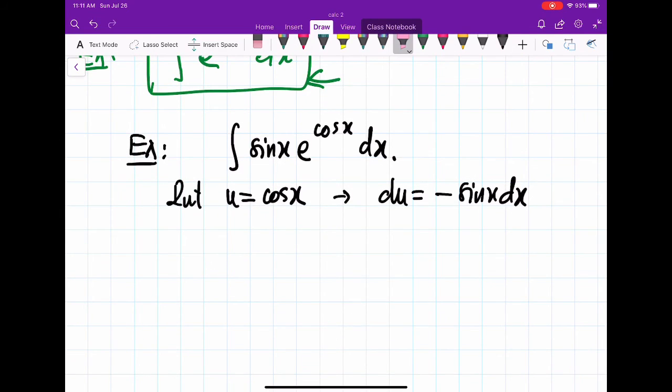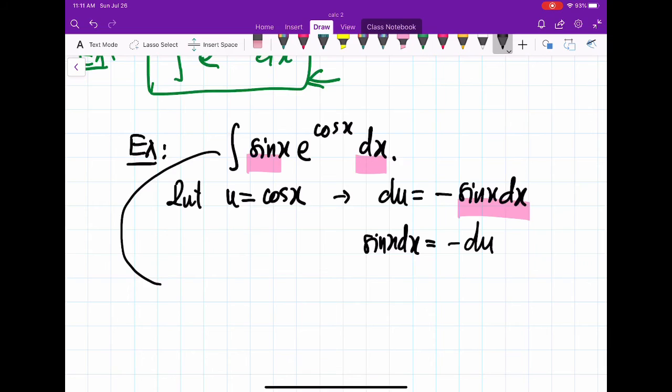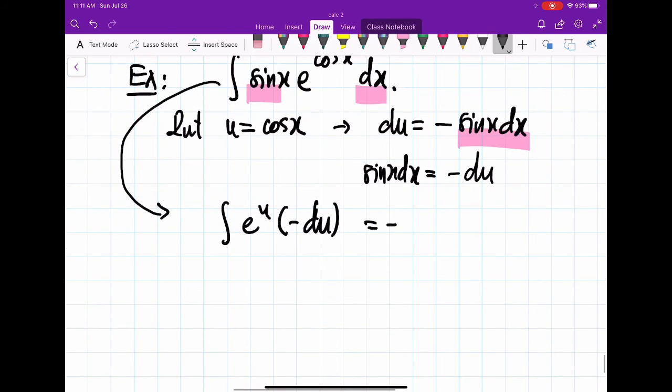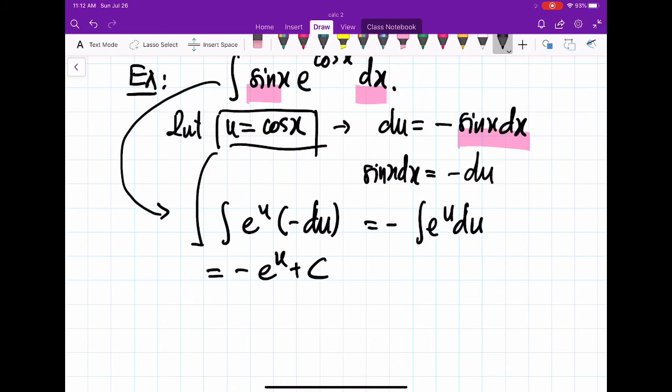So we see sine x dx, sine x dx. That is good. I have sine x dx equal to negative du, right? Now we can rewrite our integral as the integral of e to the u and negative du. I try to keep that order, and that is negative e^u du. So we know this is negative e^u plus c, and we plug the substitution back here. We get negative e to cos x plus c.